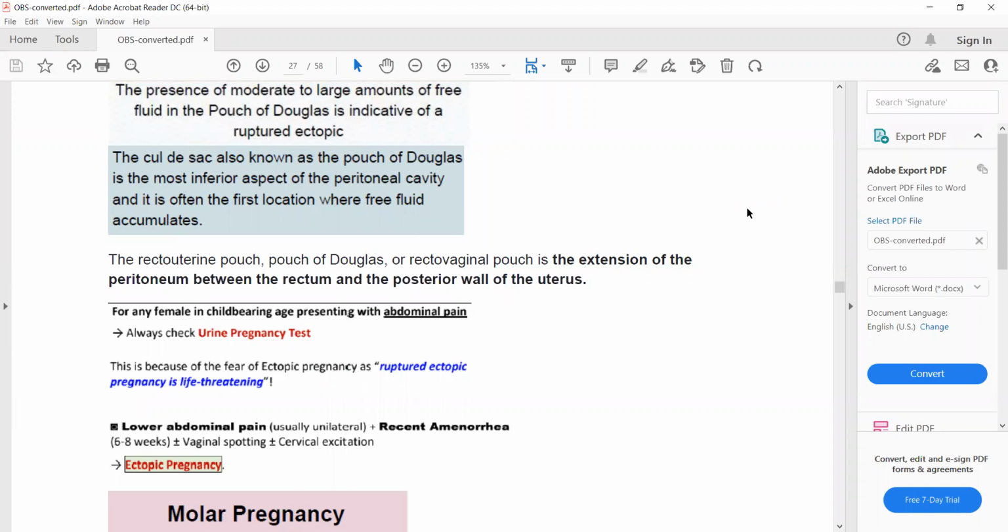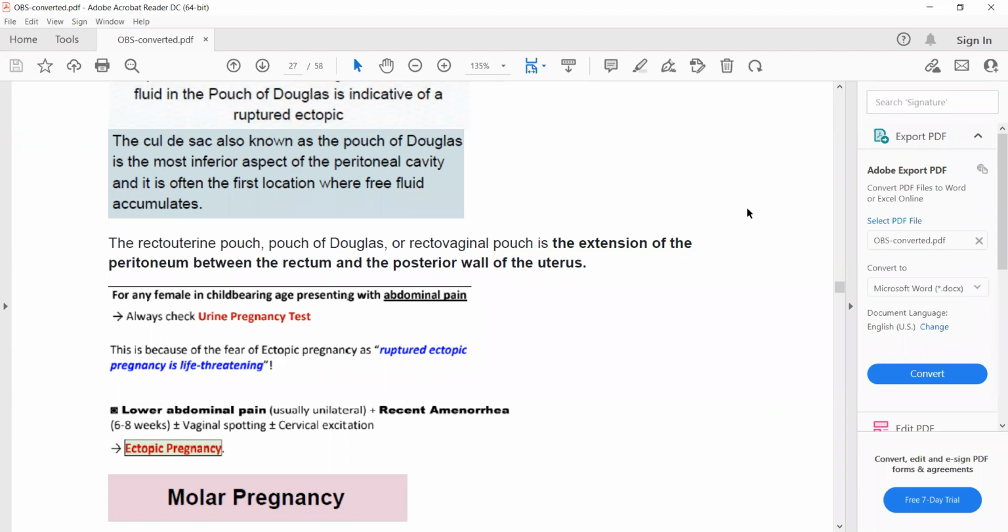If the patient is stable, that means their systolic BP is 90 or above and you don't find any fluid in the pouch of Douglas, because those are signs of ruptured ectopic pregnancy. And also you check the beta HCG levels. If they're less than 1400, you wait and observe, because it could be a normal pregnancy. But if it's above 1400, then you go ahead with the laparoscopic salpingectomy.